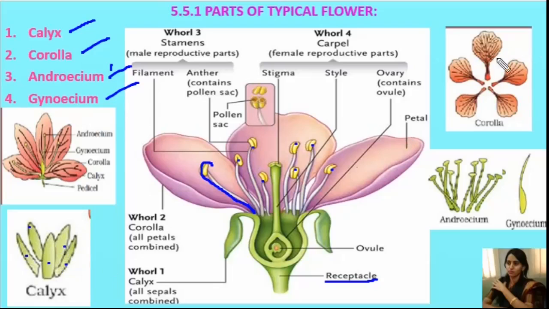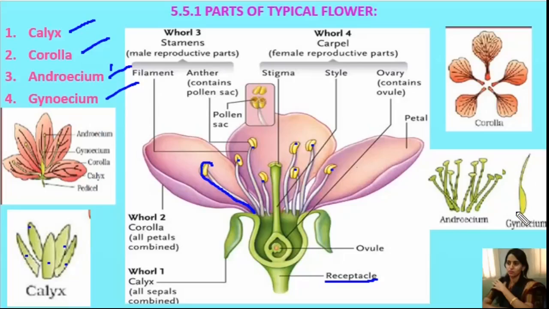Then here is the corolla. The individual member of the corolla is known as petals, and these 5 are petals. And this is the androecium, and the individual member of the androecium is known as stamen, and this is the gynoecium. Here only one carpel is present. Later we will discuss in detail about each whorl.